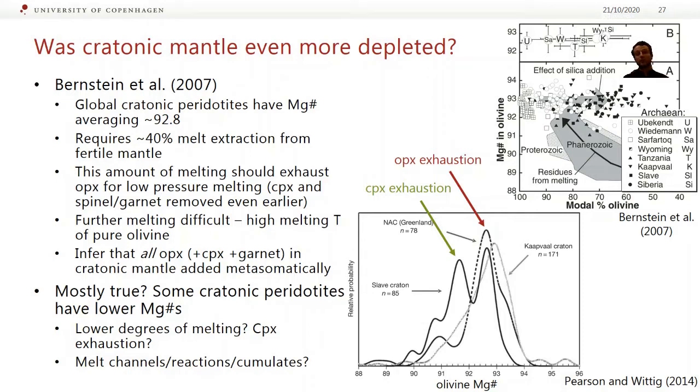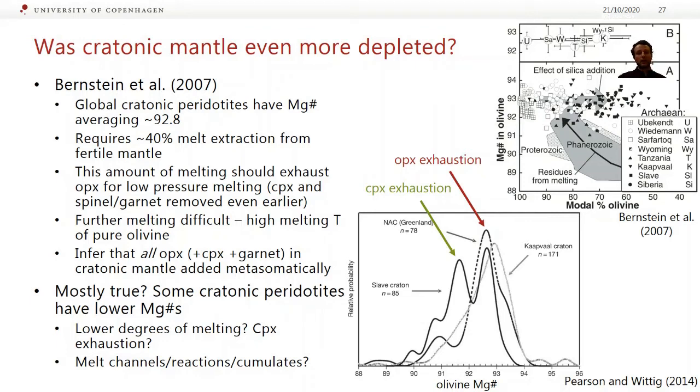This one might also have some petrogenetic importance because it's about the degree of melting you'd expect to exhaust CPX. Again, when you remove CPX, it's harder to melt an olivine and OPX mixture than it is to melt an olivine, OPX, and CPX mixture. So potentially we're seeing these peaks in olivine Mg number that correspond to these discontinuities in how easy it is to melt a rock.